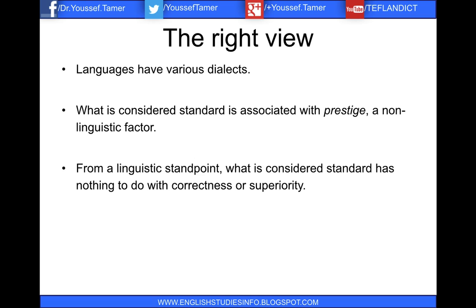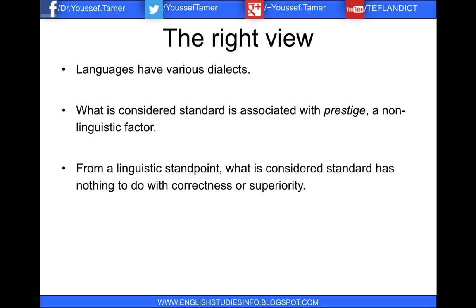The standard language is associated more with prestige, which is a non-linguistic variable. What is considered standard has nothing to do with correctness or superiority. It doesn't mean that a language is more correct than a dialect. It doesn't mean that standard Arabic is more correct than Moroccan Arabic. Both of them are correct. So the distinction between languages and dialects goes beyond linguistic variables into other variables related to society: sociological, political, socio-political, religious, and functional, etc.